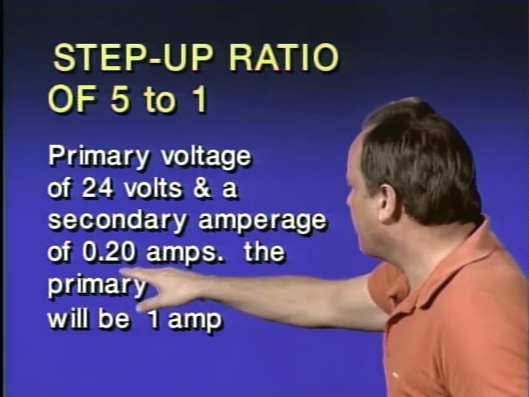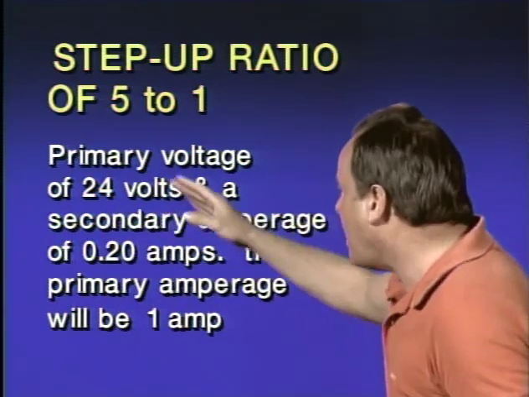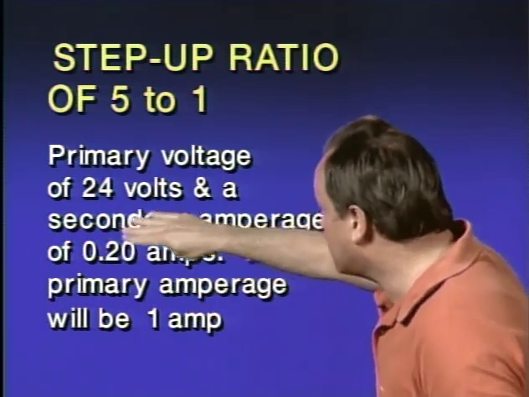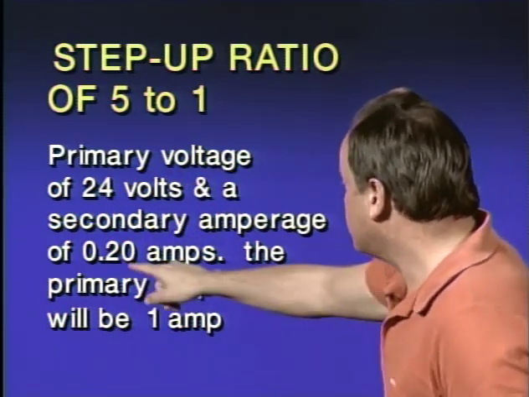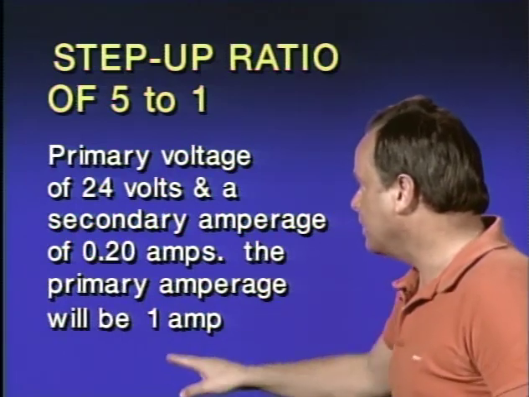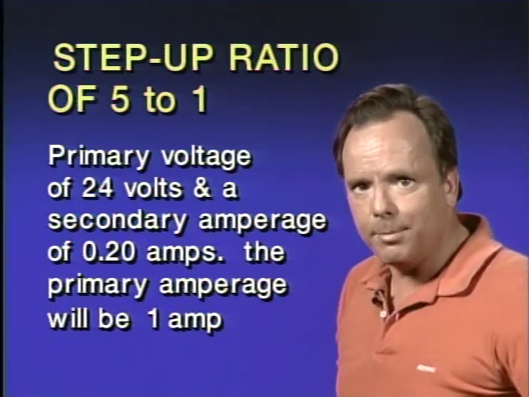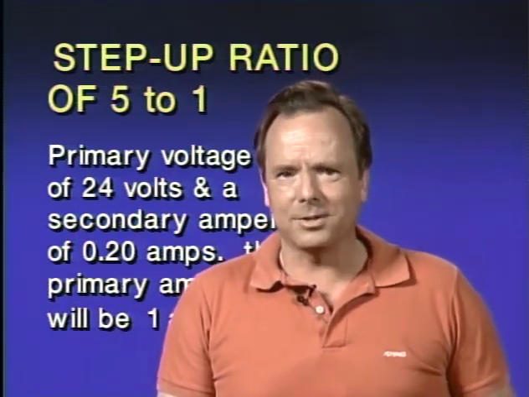Well, if the secondary amperage is 0.2 amps, it gets stepped down by the same ratio that the voltage got stepped up. So the primary amperage had to be 5 times 0.2 amps, or the answer is 1 amp. And that's a typical way they're going to ask you questions about this on the test.